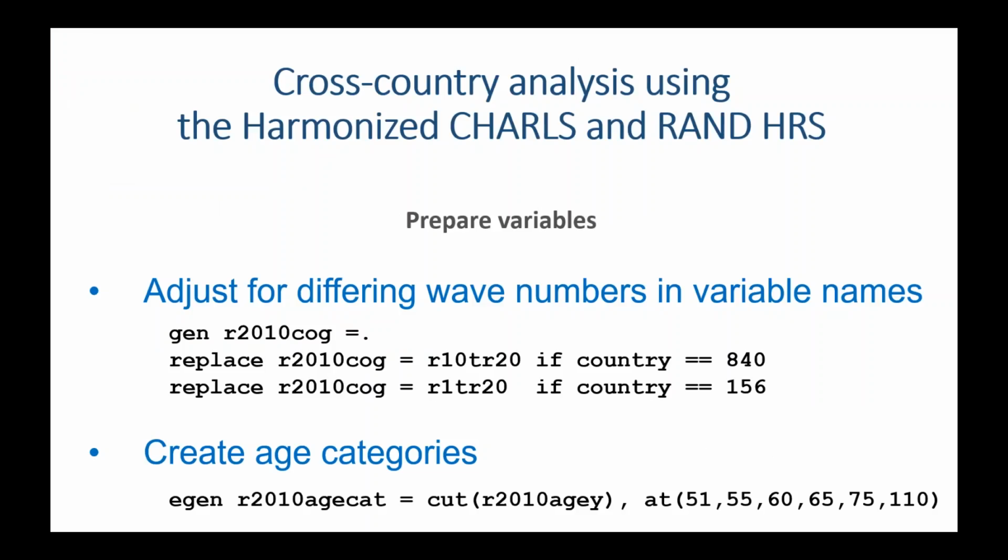This is an example code here for the cognition variable. We're going to make a variable called R, respondent level, and instead of a wave number, we're going to put a year number. So I'm going to put 2010 as a substitute for 2010, 2011 here. Cognition is equal to the R10 TR20 variable if they're from the US, if country code is equal to 840, and then we're going to replace that value with R1, so wave 1 of CHARLS, R1 TR20, from the Harmonized CHARLS, if the country code is equal to 156.